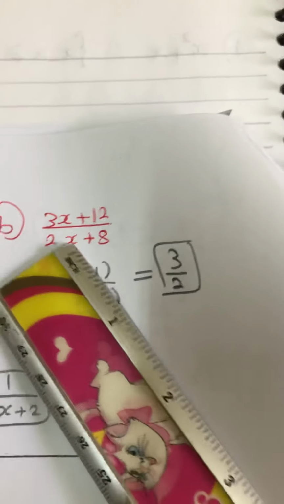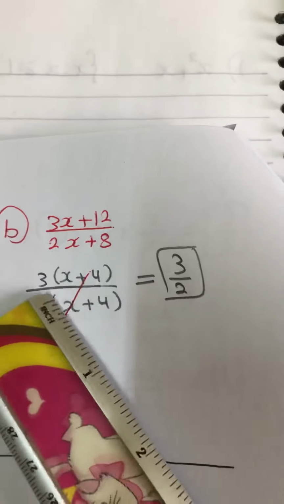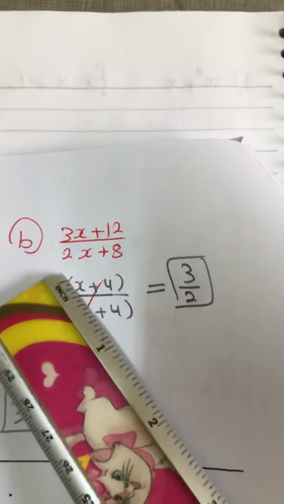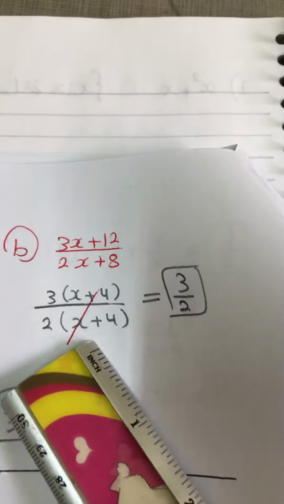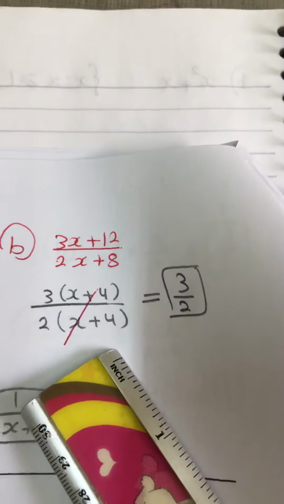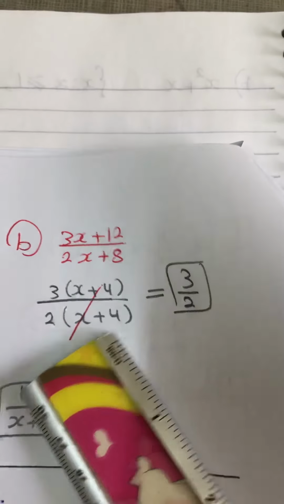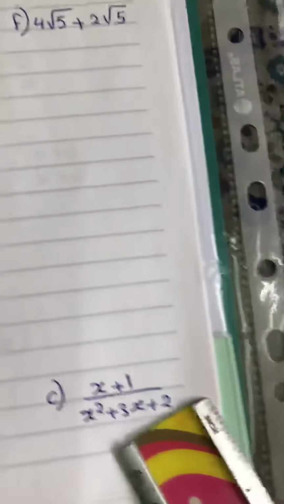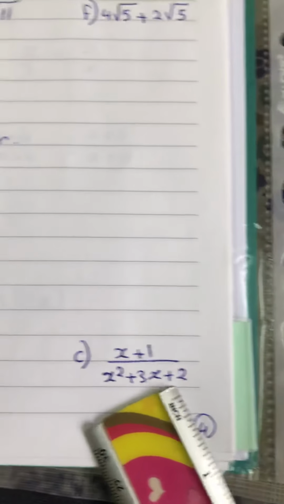To factorize the numerator, I'll take 3 as a common factor, open brackets, 3x divided by 3 equals x, 12 divided by 3 equals 4. And I'll take 2 as a common factor down, so 2x divided by 2 equals x, and 8 divided by 2 equals 4. I have the same brackets up and down, cancel them with each other, so the answer is 3 over 2. I have x plus 1 over x squared plus 3x plus 2.